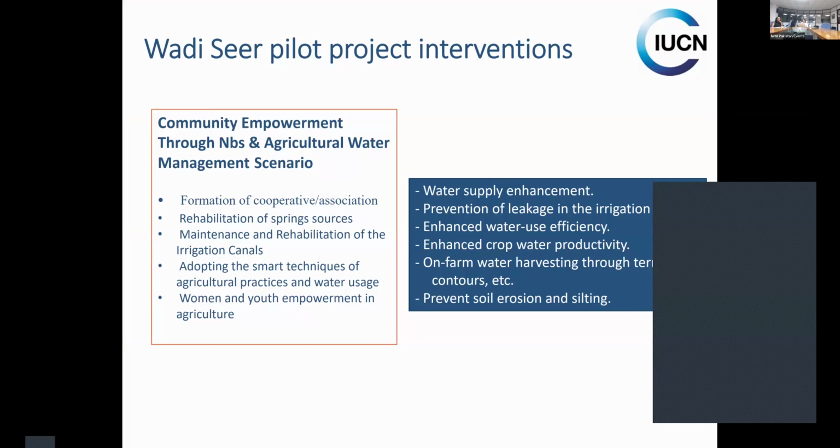And also women and youth empowerment in agriculture. The scenario is called community empowerment through nature-based solution and agricultural water management scenario, as per its detailed interventions. This scenario will achieve the following benefits: water supply enhancement, prevention of leakage in irrigation canals, enhanced water use efficiency, enhanced crop water productivity, and on-farm water harvesting through terraces and contours. Also, the last one, it prevents soil erosion and silting.